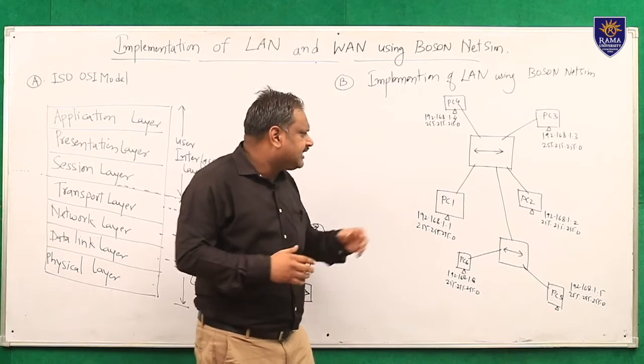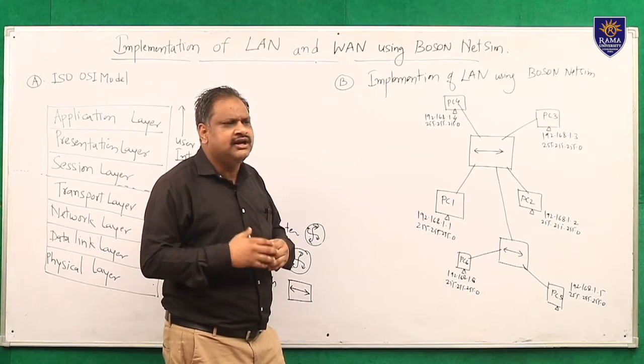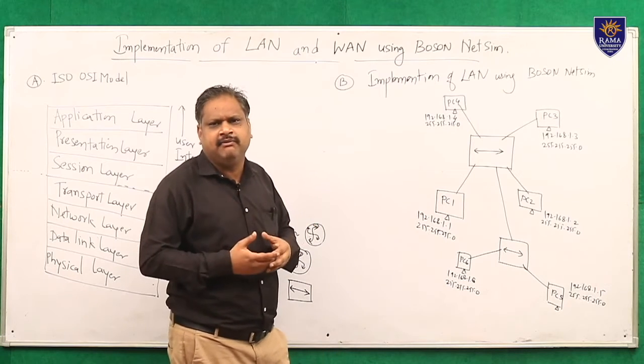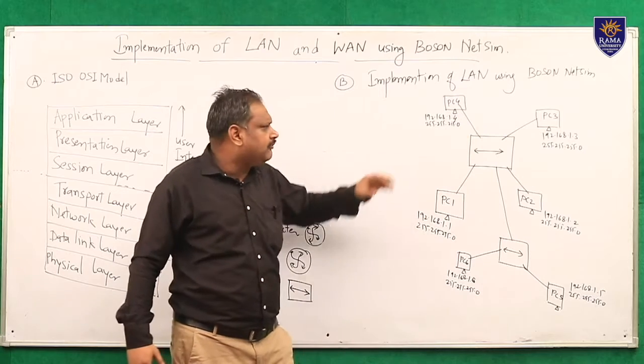What happened is that here I have taken the switch, just like when we open the Boson Net Sim. Here we have n number of switches. We have considered the switch known as 2500 switch or 1500, depending upon your requirement and the number of ports. You can select the switch and after that you can drag and drop the number of PCs.